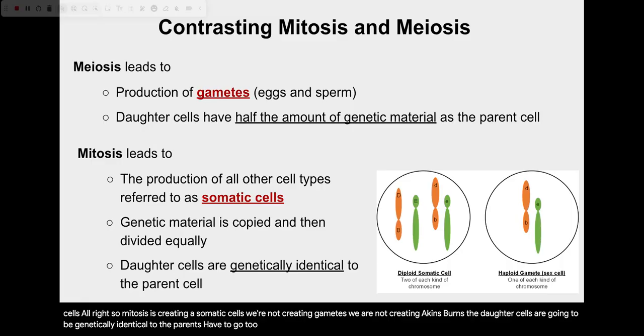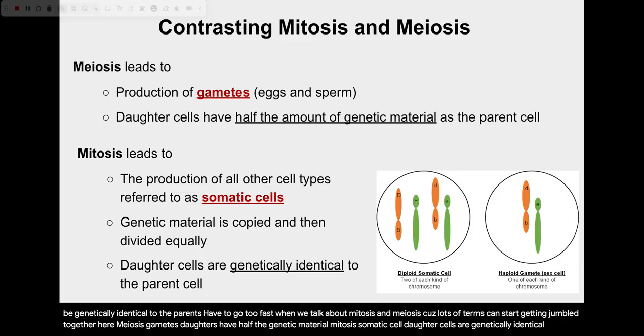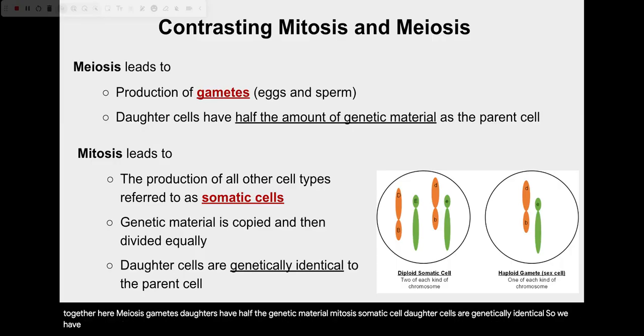Trying not to go too fast when we talk about mitosis and meiosis, because lots of terms can start getting jumbled together here. Right? Meiosis, gametes, daughters have half the genetic material. Mitosis, somatic cell, daughter cells are genetically identical. So we have these two different forms of cell division. We're going to start by focusing on mitosis first.